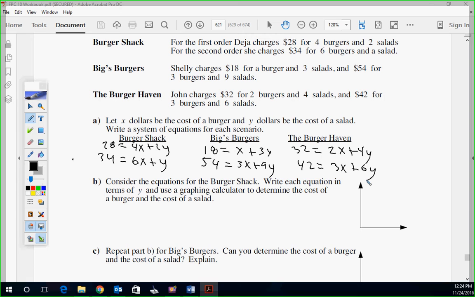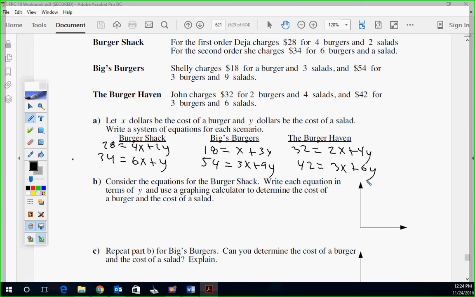Okay, consider the equations of the Burger Shack. Write each equation in terms of y. Using graph and calculator, determine the cost of the burger and cost of the salad. This is what you guys need to be good at, okay? Because this is where it's using your calculator, so this is a process, okay? So like, to me, there's not a lot of math here. The only math here is you have to do what to use your calculator? Type it in. You have to type it in, that's correct.